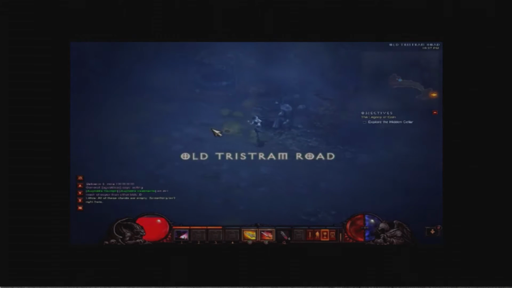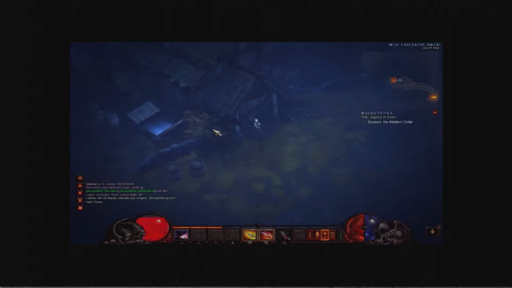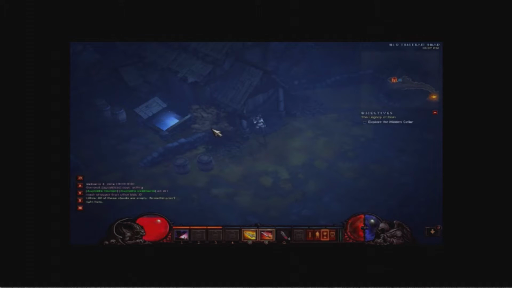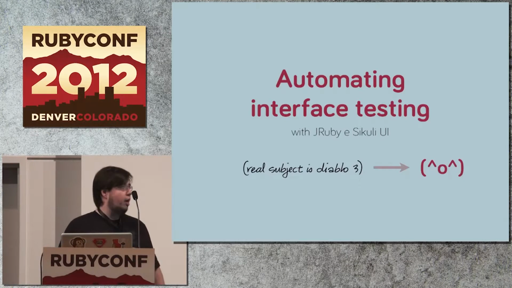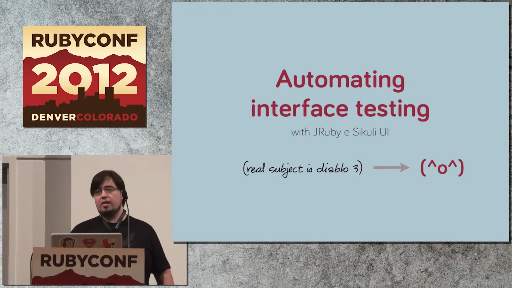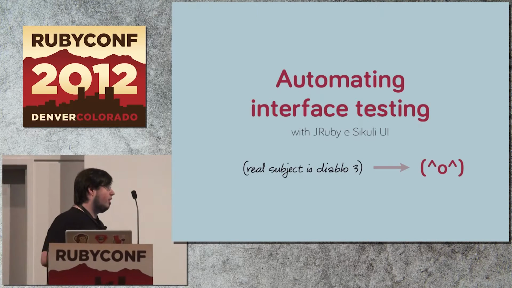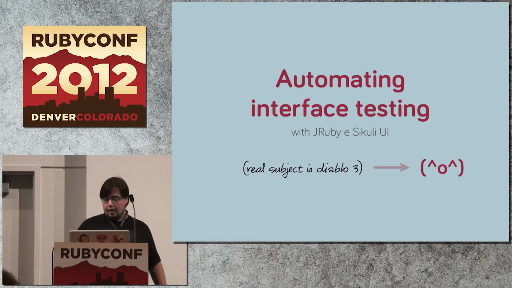So the gameplay you saw in this video was not a person playing. It was a bot made in JRuby. Over my talk, I'm going to tell you how I created that and guide all of you through the concepts I used. The talk's real name is Automating Interface Testing. It's kind of fancy, but the real subject is Diablo 3, so don't worry.